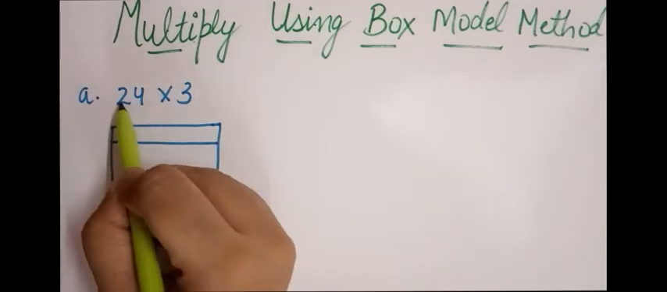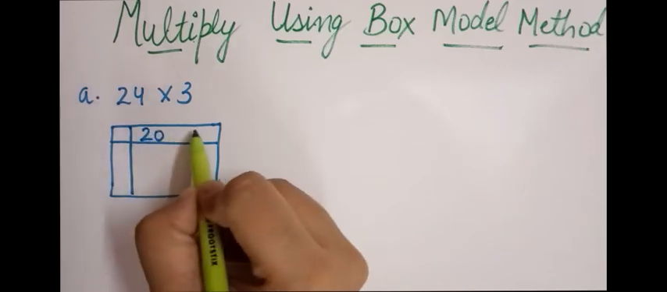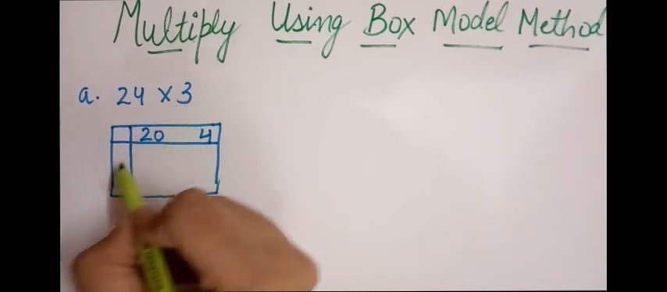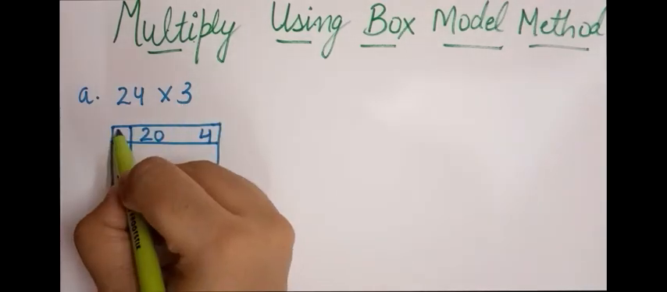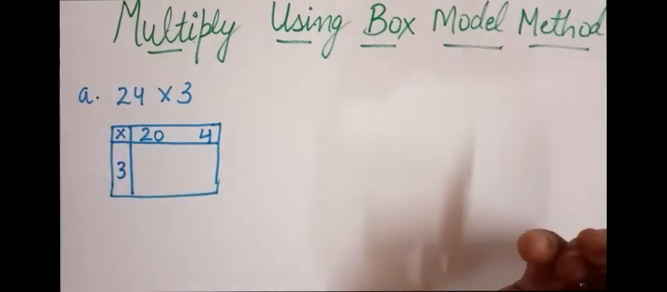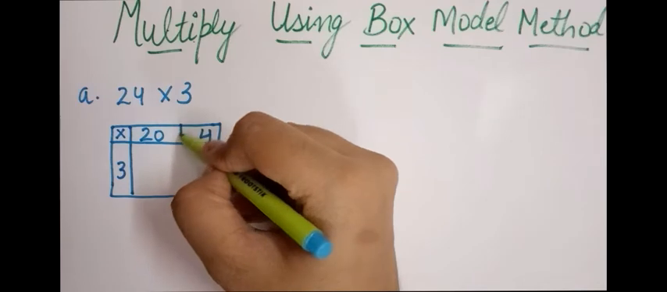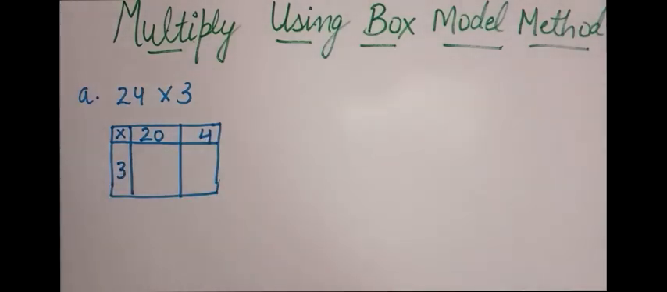So here it is 24. 24 means I'll be writing 20 here and 4 here. And this 3 I'll be writing down here. Since we are going to do multiplication, we'll be drawing the multiplication symbol here. So now we have 24 multiplied by this 3. I have arranged the numbers in the boxes.